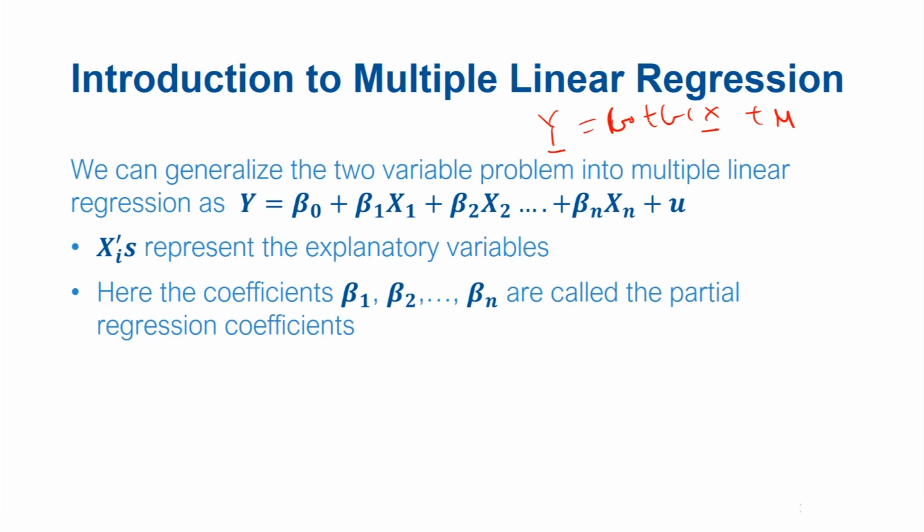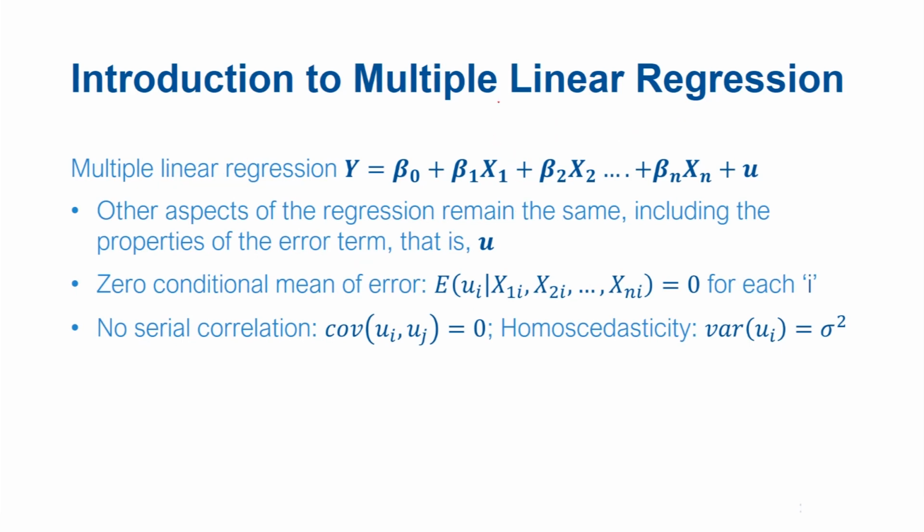Now, all the discussion that we had about this simple two variable bivariate linear regression model, we can extend to a multiple linear regression very simply as shown here, where y equals beta naught plus beta 1 x1 plus beta 2 x2 and so on up till beta n xn plus the error term. Here the xi's represent the explanatory or independent variables and their coefficients beta 1, beta 2, beta n are called partial regression coefficients. All that we discussed about the simple bivariate linear regression problem applies to this model as well.